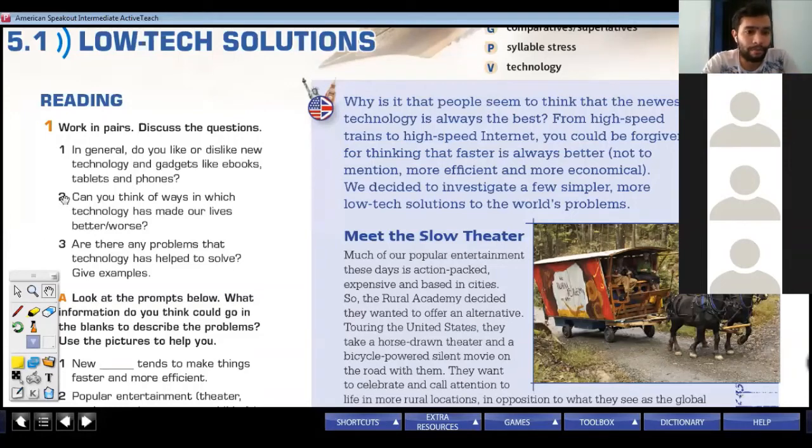Question number 2. Just give me a second. All right, so let's get going. Question number 2. Can you think of a way in which technology has made our life better or worse?